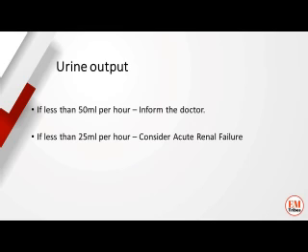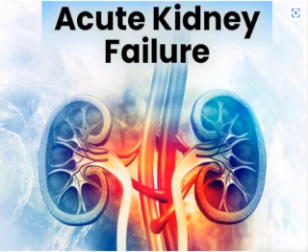So if you have bowel obstruction and you're having a patient producing less than 50 mils per hour, nurses, let your doctor know. And particularly for doctors, if the patient is producing less than 25 mils per hour, you should be considering the presence of acute renal failure or significant under-resuscitation and considering taking steps to treat that.